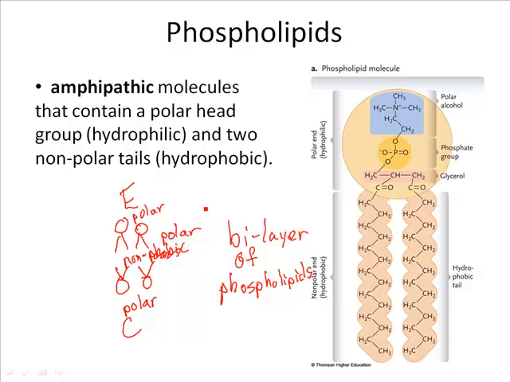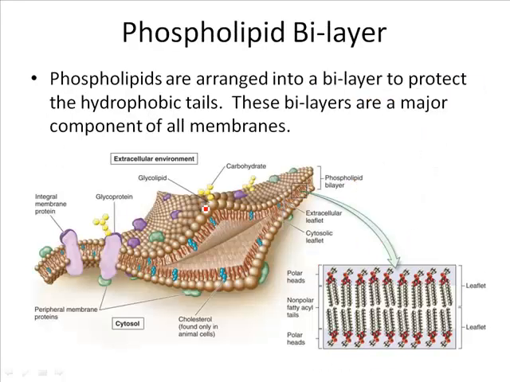So now, let's take a look, a little bit more detail. Here's our phospholipid bilayer. We see it takes this shape to protect hydrophobic tails. And it's this bilayer that is a major component of all membranes. So we can see here's our hydrophobic core in the center of that bilayer. And here are our hydrophilic heads.